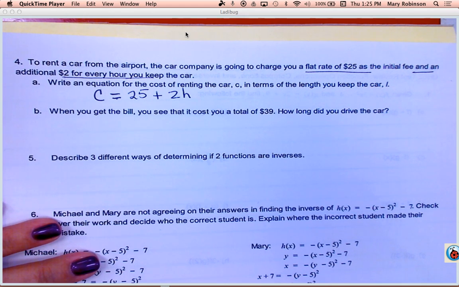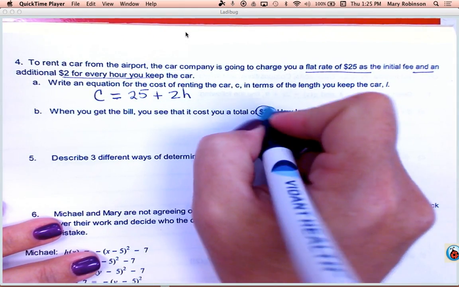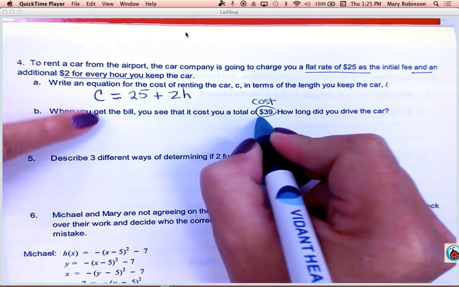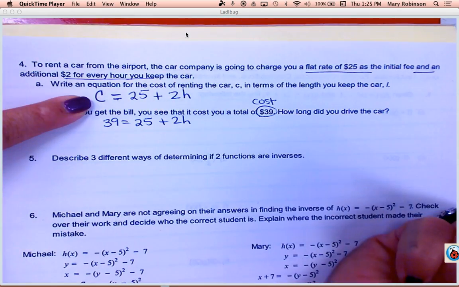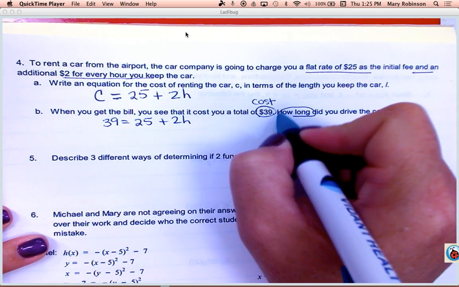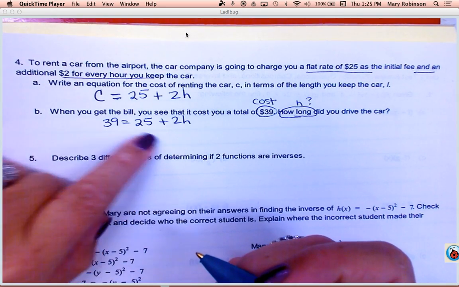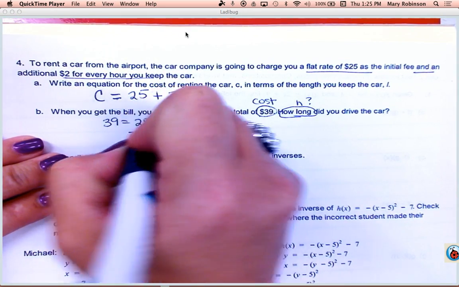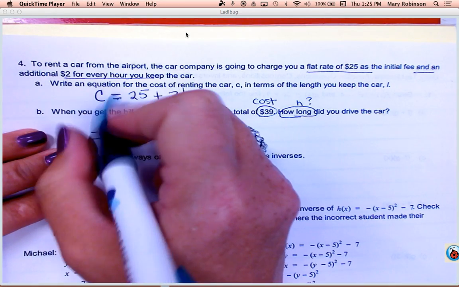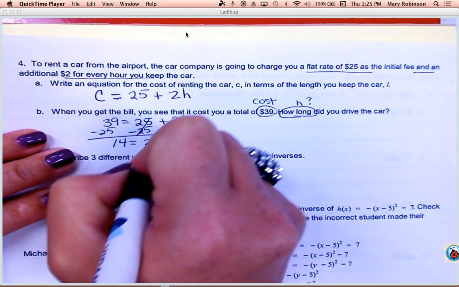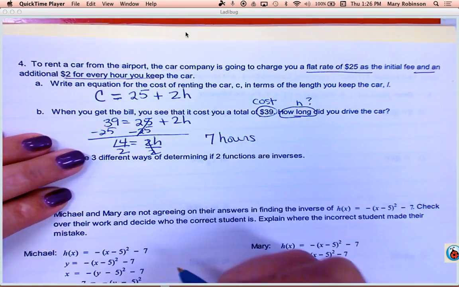Part B, when you get the bill, you see that it costs you a total of $39. How long did you drive the car? So since $39 is our cost, we should substitute that for C. So 39 equals 25 plus 2H. If it's asking how long, that's how long in hours. So how many hours? So our job is to solve for H. This is a simple two-step equation where we first undo any addition or subtraction. 39 minus 25 is 14. If we divide both sides by 2, we get 7 hours. 14 divided by 2 is 7.